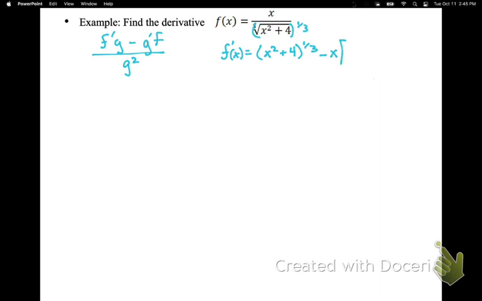So you don't have to do the brackets, but my brain keeps things better if I do, because then I can go back and check that I did things. So what do I get? 1/3 x squared plus 4 to 1/3. Nope. X squared plus 4 to the what? Negative 2/3. Yep. Times 2x.